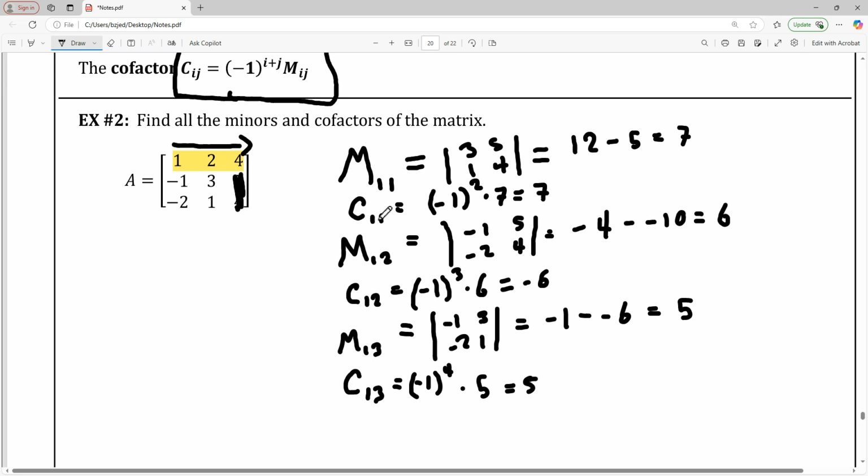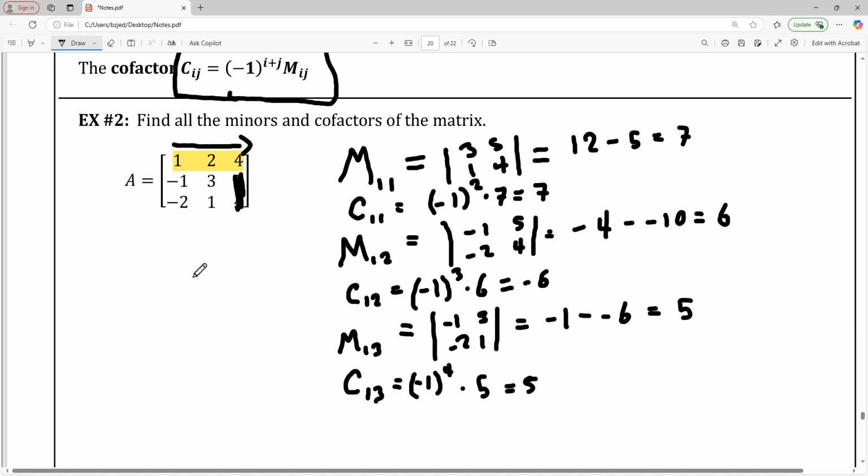If the row plus column is an even number, so in this case, row 1, column 1, 1 plus 1 is 2, the cofactor is just the exact same thing as the minor. Whereas here, when I did cofactor of 1, 2, 1 plus 2 is 3, I will get the opposite. So what that means is if this adds up to an even number, it's just the same as the minor. If it adds up to an odd number, it's just the opposite of the minor.